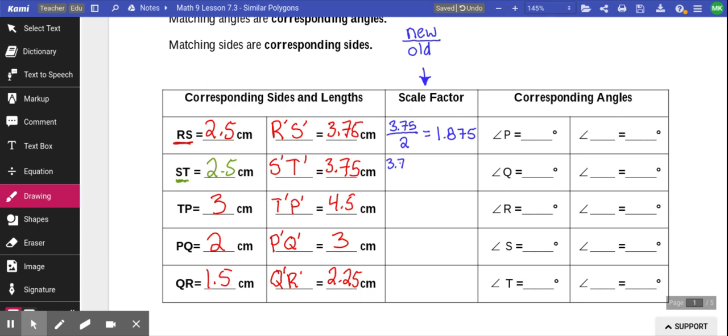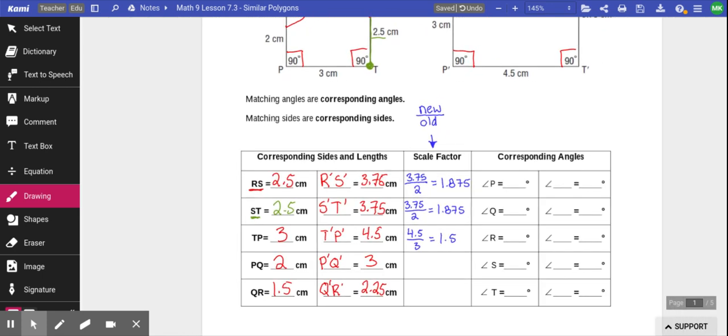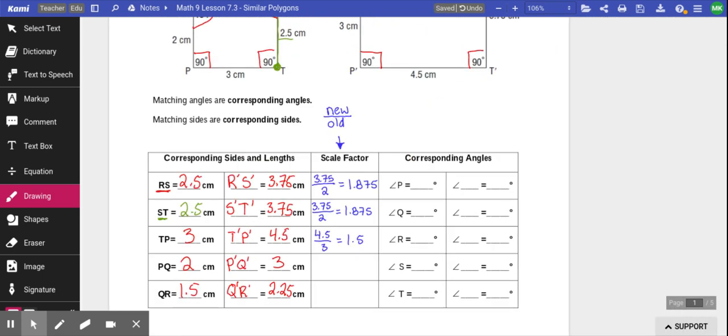So this one would be 3.75 divided by 2. It also equals 1.875. If I look at TP, I go 4.5 divided by 3. It equals 1.5. If I look at, wait, something's wrong. You probably noticed it's not 2, it's 2.5. I knew something was wrong because my scale factors should all match because these were similar triangles or similar shapes. Yep, there we go. These should all be 1.5, not 1.875.